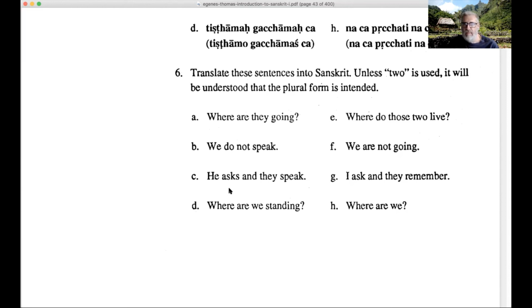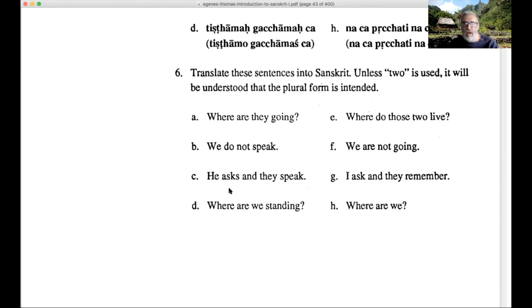Okay, see. He asks and they speak. First of all, he asks. Prach. That's third person. He is third person singular. So ask will be prichati. Prichati cha. And they speak would be plural, third person plural, which is vad. So it will be vadanti. Vadanti cha. So prichati cha, vadanti cha. Or it could just be prichati vadanti cha with only one cha. Or it could be cha after each thing. No problem.